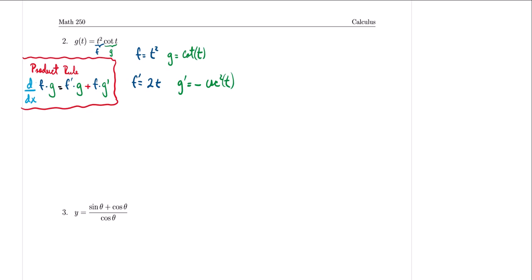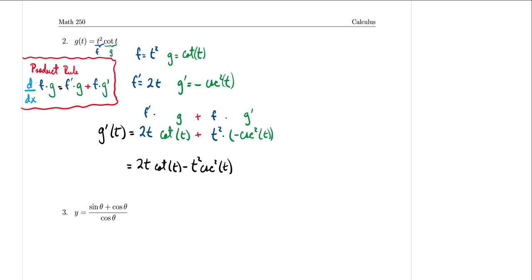So the derivative of the whole function, g prime of t, is going to be equal to 2t times the cotangent of t plus t squared times a negative cosecant squared of t, which I'm just going to write here as 2t cotangent of t minus t squared times the cosecant squared of t. And that's it. We found the derivative for the original function g. Now it is true we can factor out a t, but it's not going to simplify the problem too much, so I'm just going to leave it as is.